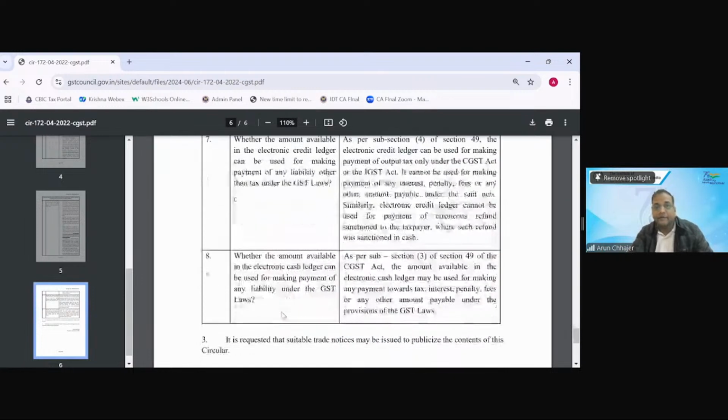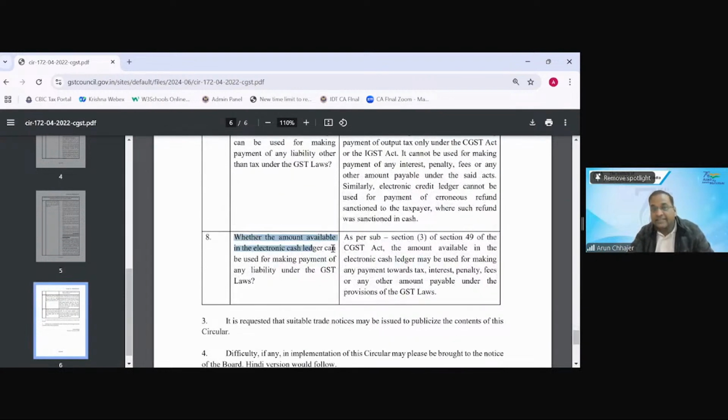Okay. Whether the amount available in the cash ledger can be used for making of any liability under the GST law, answer is yes. 49 subsection 3, amount available in the cash ledger may be used for making the payment, whether it is tax, interest, penalty, fee or other. No problem. So these 3 points have been clarified by the Circular 172, which we have discussed. Very important circular.